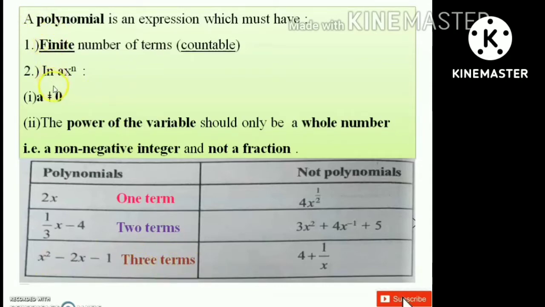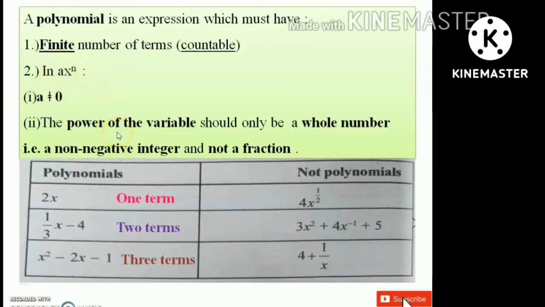And the second point in a polynomial is that the coefficient of the first term should not be equal to 0. For example, in x squared, what is the coefficient? The coefficient is 1. It cannot be 0, because if I have 0 into x squared, it will become 0. So it will no longer remain a polynomial. So the coefficient should never be 0 for the highest power.